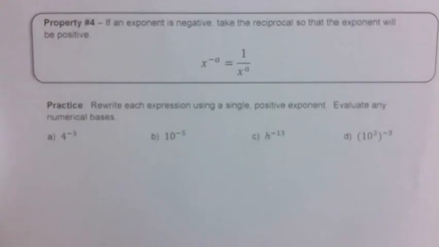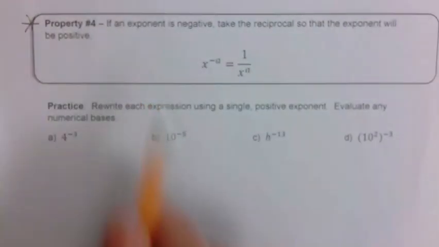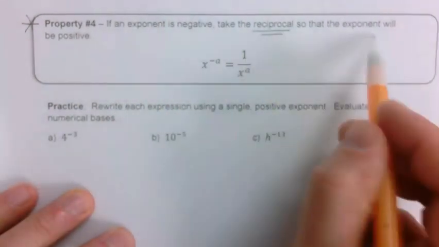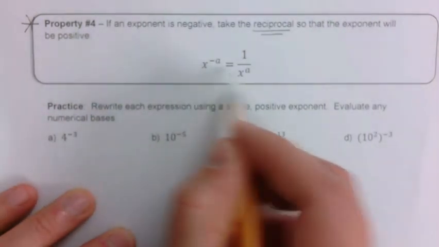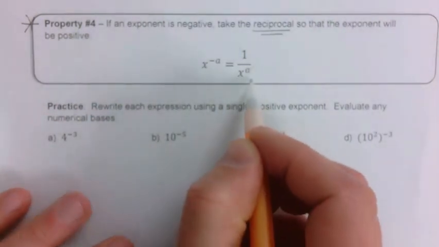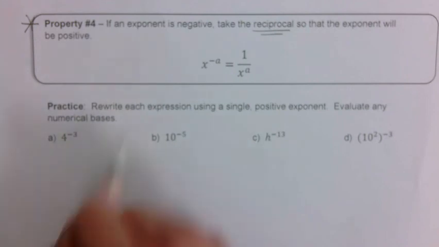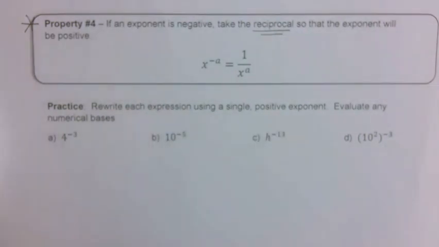So now that we have a better understanding of negative exponents, we'll talk about property number 4, which tells us that if an exponent is negative, take the reciprocal so that the exponent will be positive. X to the negative a power is equal to 1 over x to the positive a power. Remember, we don't want to have any negative exponents in our answer. We'll always take the reciprocal so that the exponent will be positive. So let's rewrite each expression using a single positive exponent, and then we'll evaluate any numerical bases.